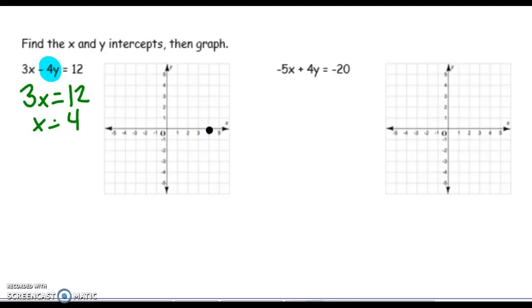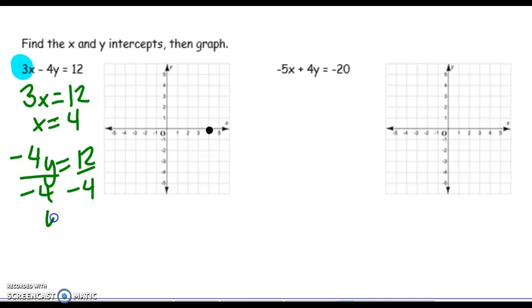And on the other one, if I want to move my cover up to the other side, so now that 3x is gone, I now have a negative 4y equals 12. So if I divide by a negative 4, y equals a negative 3. So I can plot that point on my y-axis at negative 3. This works really, really well when they both work out to be even numbers. And so that is my graph right there. You see it crosses both the x and the y-axis.